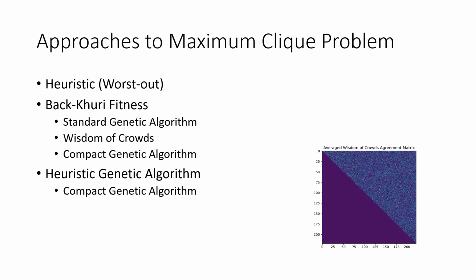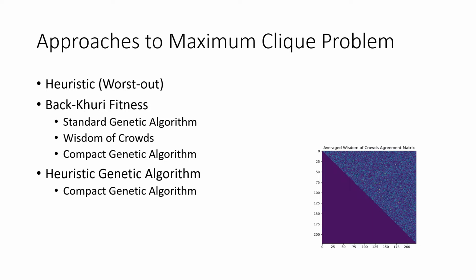I considered a total of 5 approaches to the maximum clique problem. These included one heuristic solution, which was the worst out heuristic. We'll discuss that shortly, as well as 4 different genetic algorithm variations, 3 of which were based on the Back Khuri fitness, and 1 of which was based on the heuristic genetic algorithm, which was proposed by Marchiori.